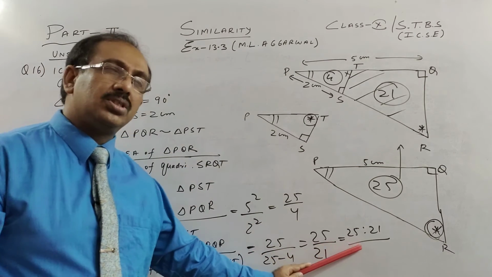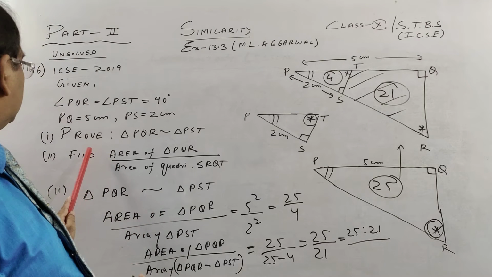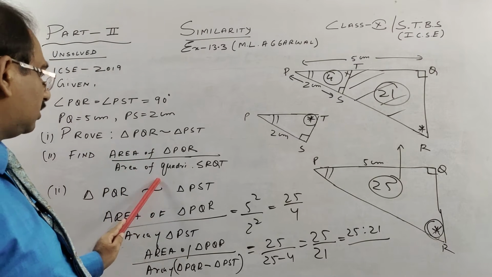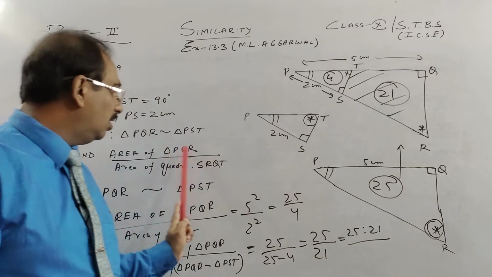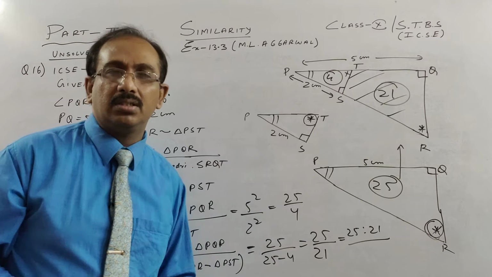Please write in ratio, children, because if the question asks in this form, you can write 25 by 21. Sometimes they ask in ratio form, so you can write the answer in ratio when they ask in ratio form.